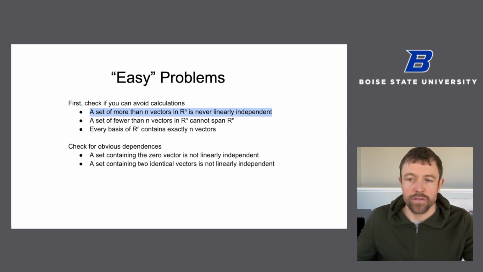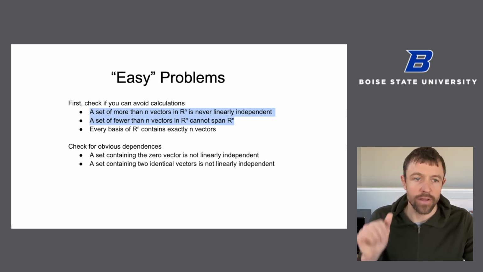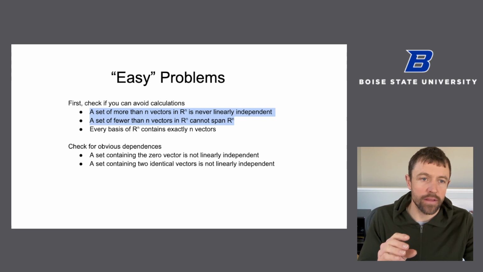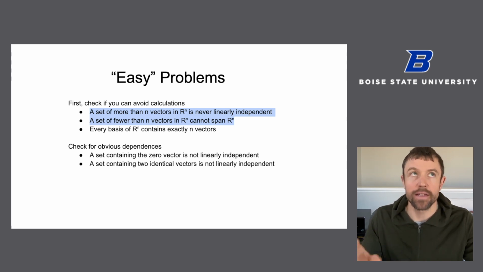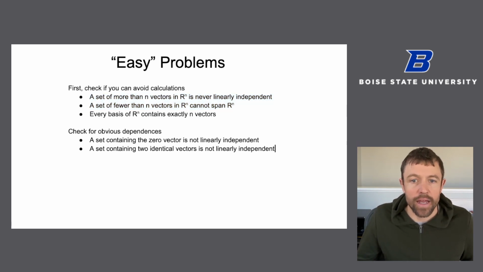So if we have too many vectors, more than n, they can't be linearly independent. If we have too few vectors, fewer than n vectors, they can't span all of Rn. We don't have enough to get everything. And if we want a basis, we'd better have exactly n vectors. This actually follows from the first two. Right? If you're convinced that these are true and you realize that a basis is a linearly independent spanning set, then if a set doesn't have more than n, and doesn't have fewer than n, it has exactly n.